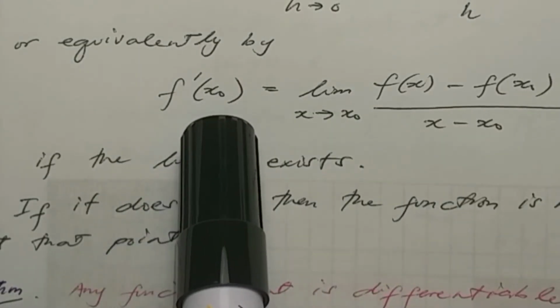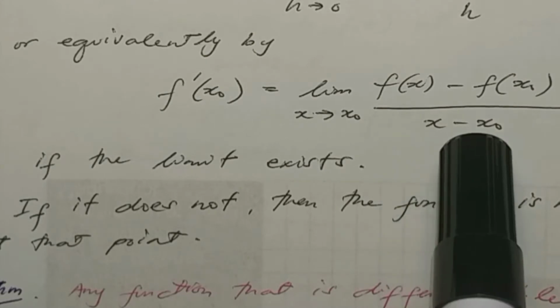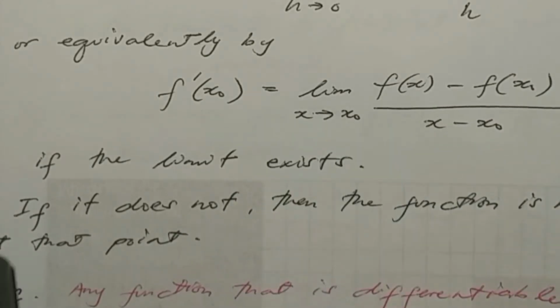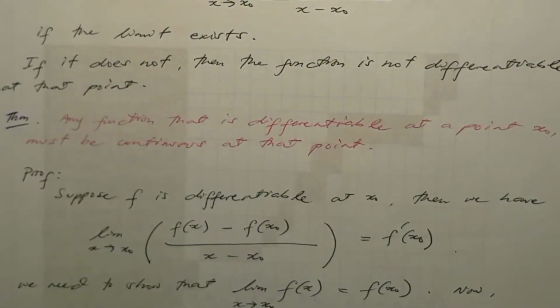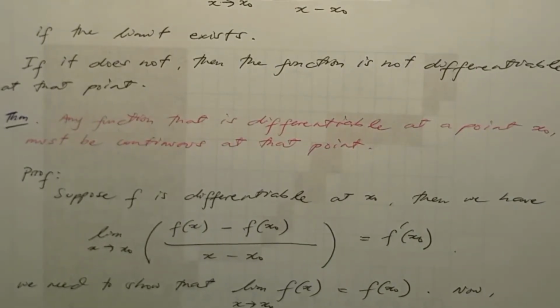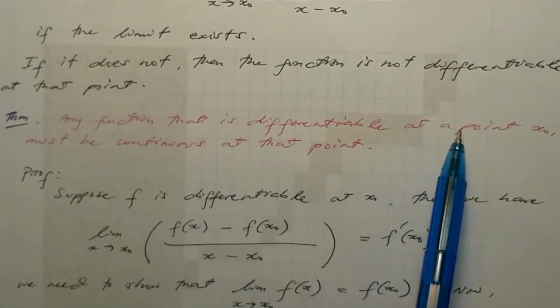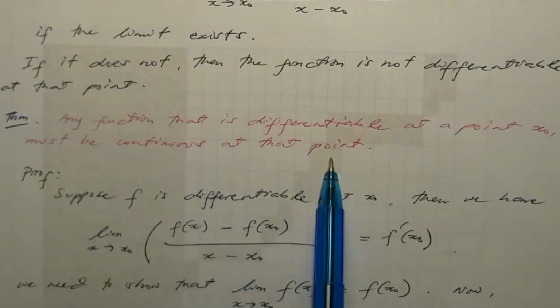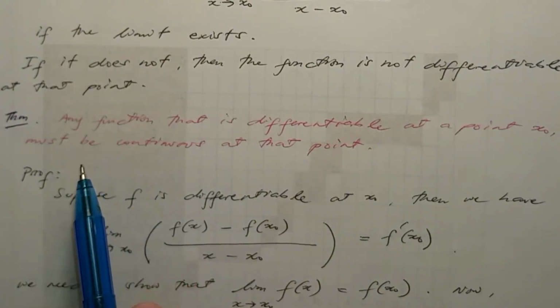So f prime of x naught equals the limit of f of x minus f of x naught all over x minus x naught as x approaches x naught, if the limit exists. We have a theorem here regarding differentiability. So we have the theorem: any function that is differentiable at a point x naught must be continuous at that point. So the theorem says that if a function is differentiable at a certain point, we can say that the function is also continuous at that point.